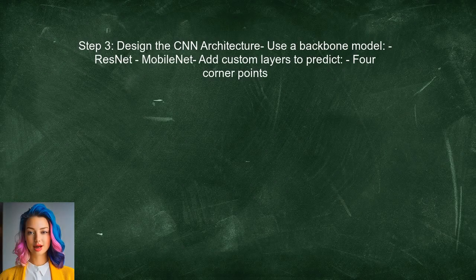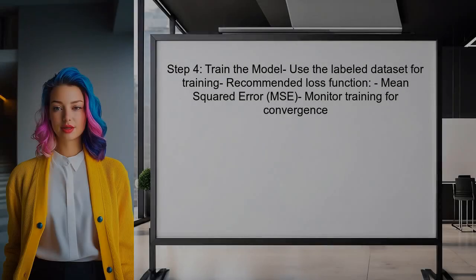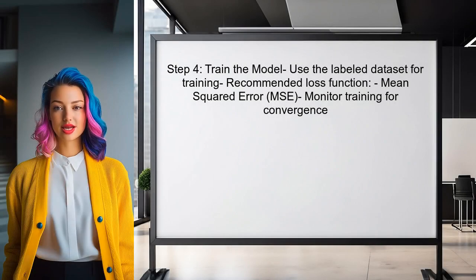After labeling, the user can proceed to design the convolutional neural network architecture. A good starting point is to use a backbone model like ResNet or MobileNet, followed by custom layers to predict the four corner points. Once the architecture is set up, the user should train the model using the labeled dataset.